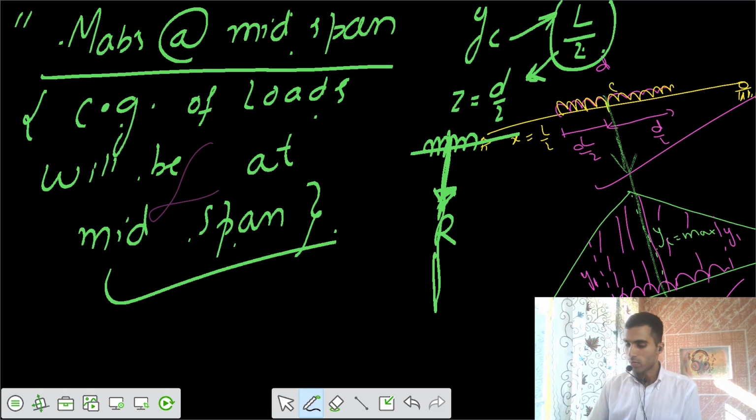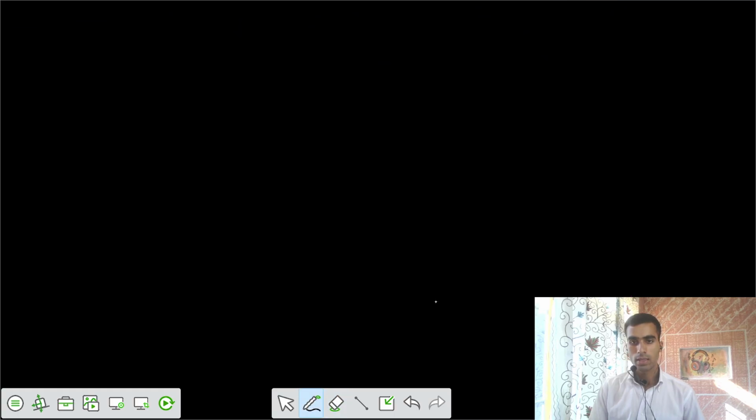So we had three conclusions from this derivation when the UDL length d is lesser than the span length L. Now for the fourth case, I think we should take a problem first. Then after that, we can take the fourth case, that is the train of wheel loads. So let's write the problem that we have. Problem 27.